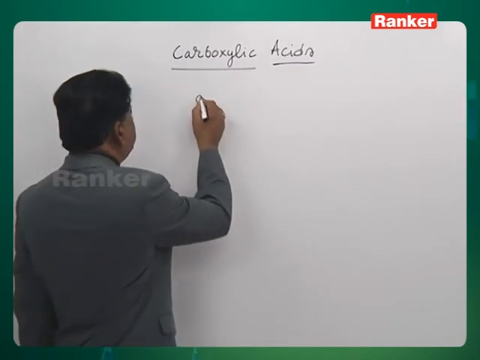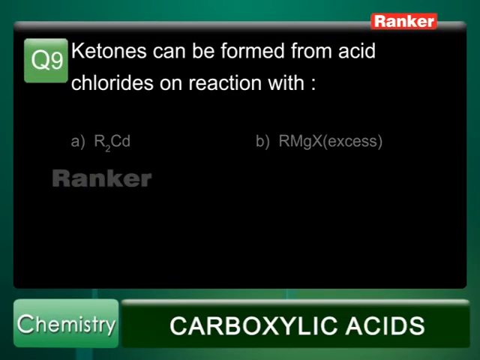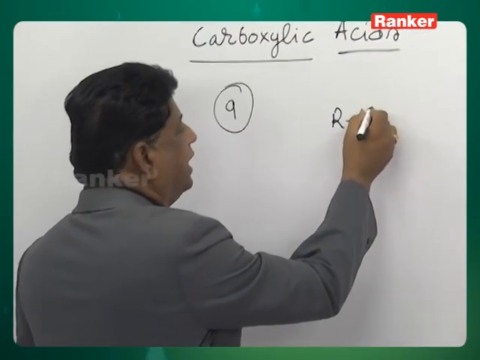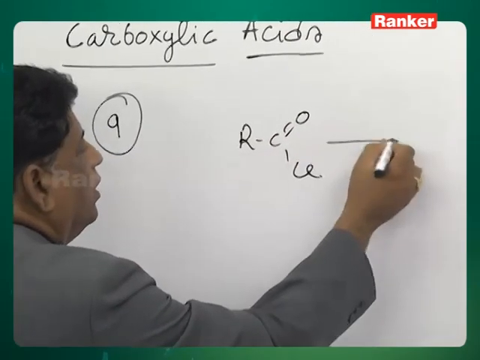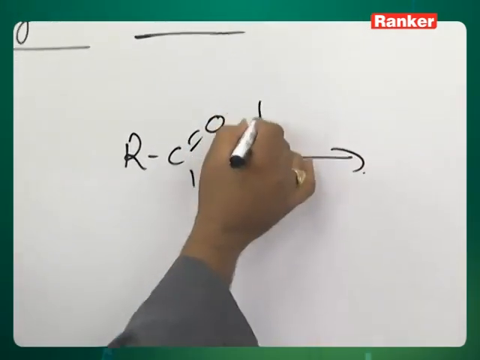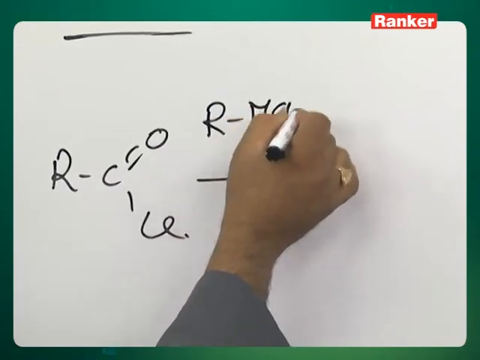Question number 9. Ketones can be formed from acid chlorides on reduction with... Acid chlorides are actually RCOCl. When you add RMgX, we have one reaction.